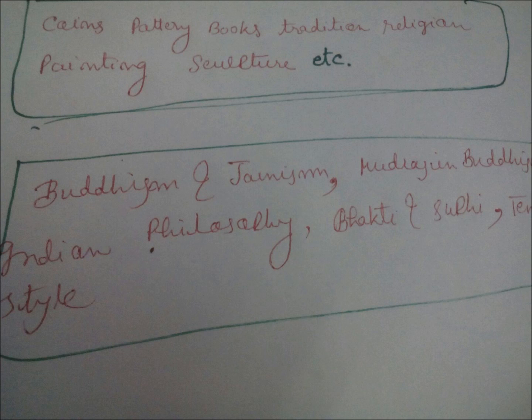And some important topics which you should never skip while reading ancient history or while reading culture. The most important and must-read topics for culture are Buddhism and Jainism, mudras in Buddhism, Indian philosophy, Bhaktism and Sufism, and temple style. You should read these topics at any rate for culture.